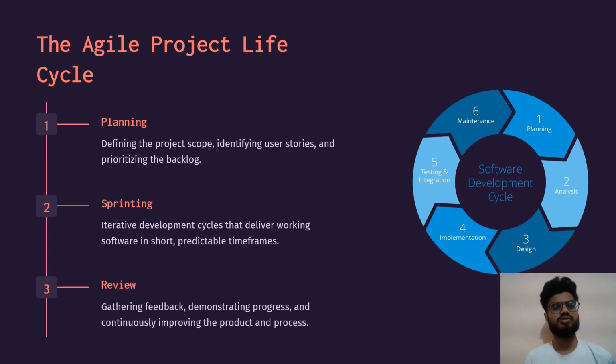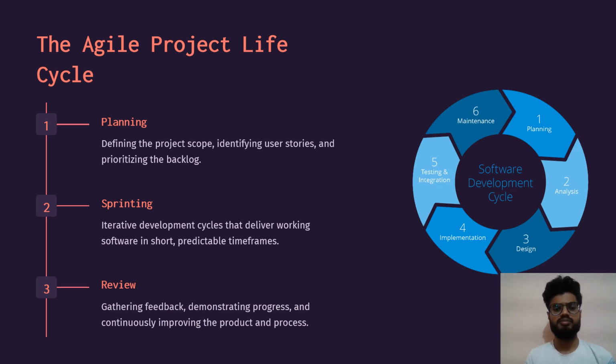So this is the agile project life cycle. How does the agile process actually do the work? First is planning, analysis, design, implementation, testing and integration, and maintenance. This is a basic software development life cycle, out of which agile works as planning. The planning refers to making the blueprints, defining the project scope, identifying the user stories, and prioritizing the backlog, and the important points which we need to take into consideration.